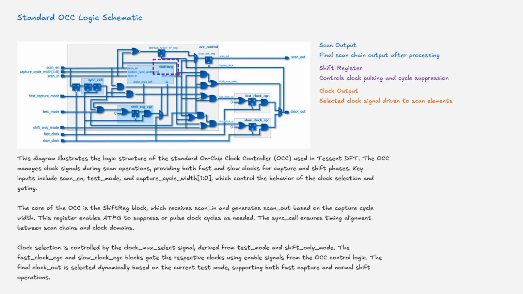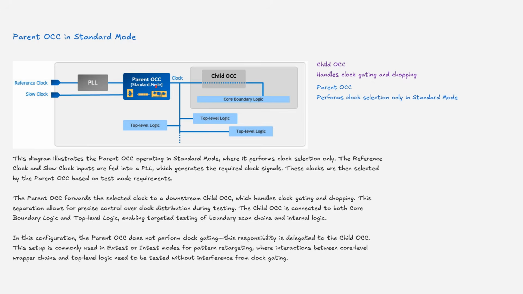This register enables a TPG to suppress or pulse clock cycles as needed. The sync cell ensures timing alignment between scan chains and clock domains. Clock selection is controlled by the clock mux select signal, derived from test mode and shift-only mode. The fast clock CGC and slow clock CGC blocks gate the respective clocks using enable signals from the on-chip clock control logic. The final clock out is selected dynamically based on the current test mode, supporting both fast capture and normal shift operations.